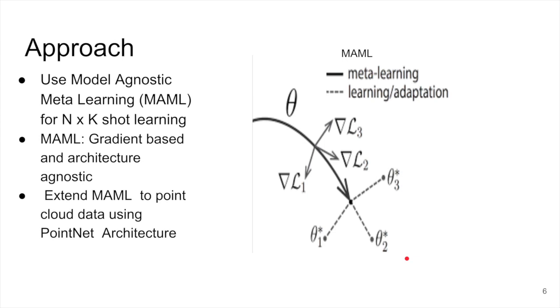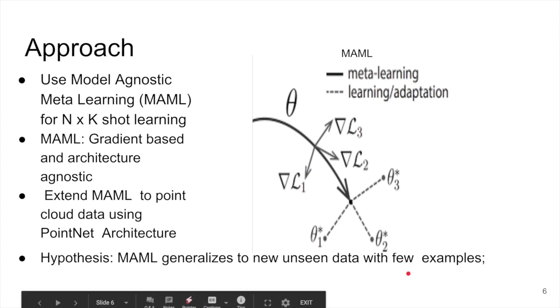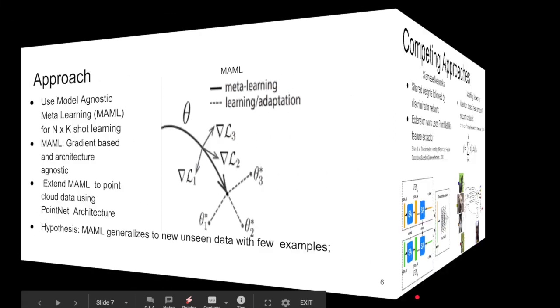In this paper, we extend the MAML algorithm to point cloud data using a PointNet architecture. We construct N/K shot classification tasks from the ModelNet 40 point cloud dataset to show that this method performs classification as well as supervised deep learning methods with the added benefit of being able to adapt after a single gradient step on a single N/K task.